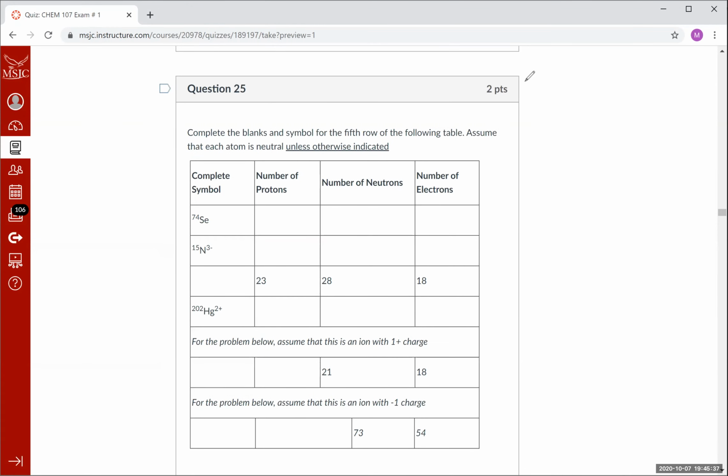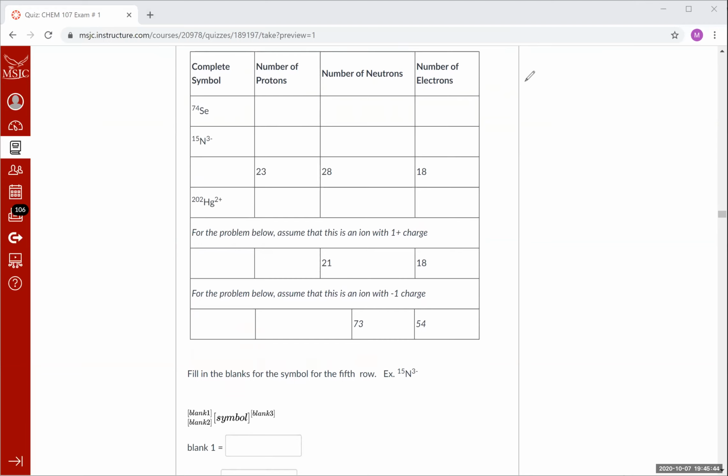This review is really to help everyone be comfortable with the content and to get any questions that you have addressed. So in the next case, we're asked to assume that we have an ion with a plus one charge. So now that the charge is provided, we know that our number of neutrons is equal to 21. Our number of electrons is equal to 18. Our number of protons is equal to the number of electrons plus the charge. That gives us 18 plus 1, or 19 protons.